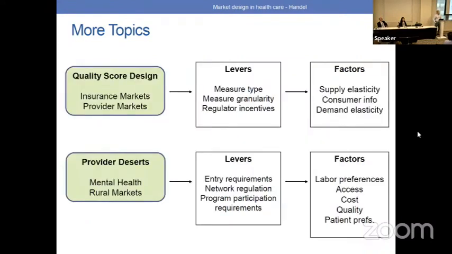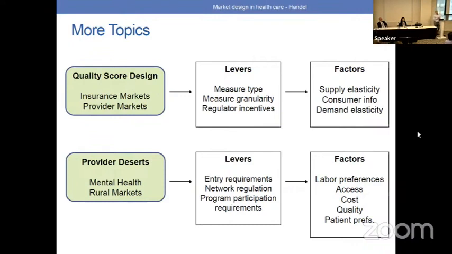Okay, a couple other topics in health markets. One is quality scoring design. This is a really important topic in both insurance markets, so trying to rate insurers based on quality, as well as provider markets, rating providers based on quality.